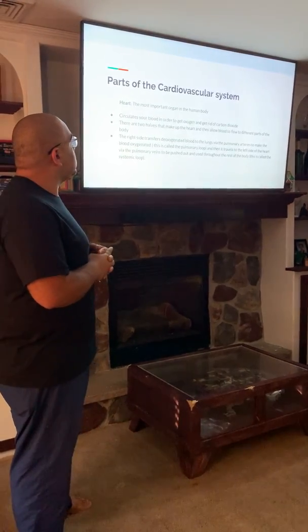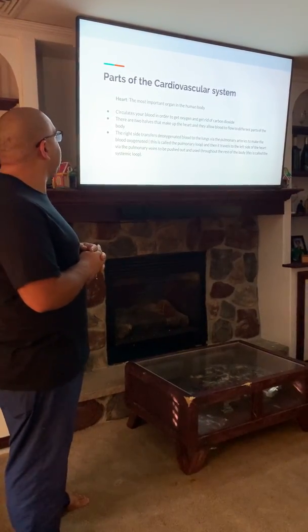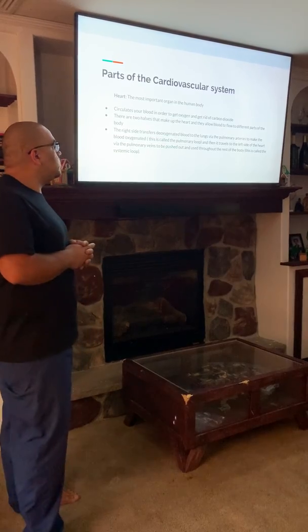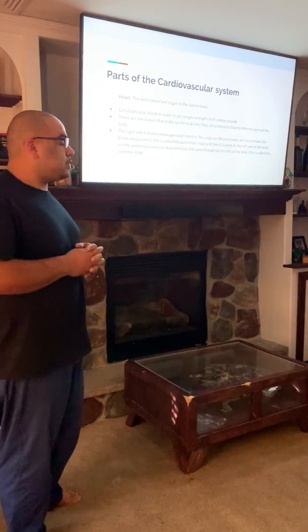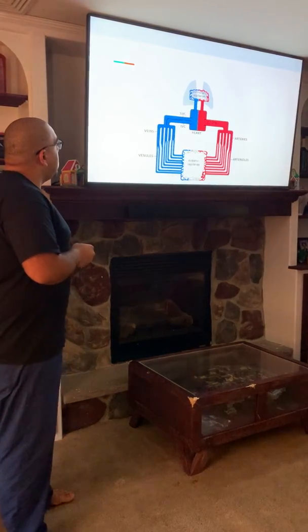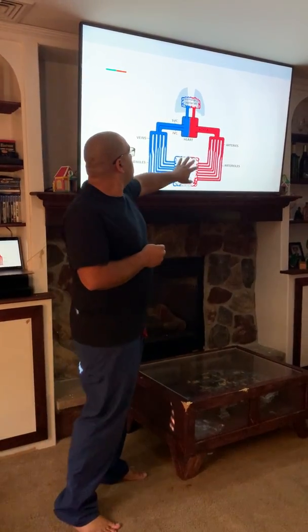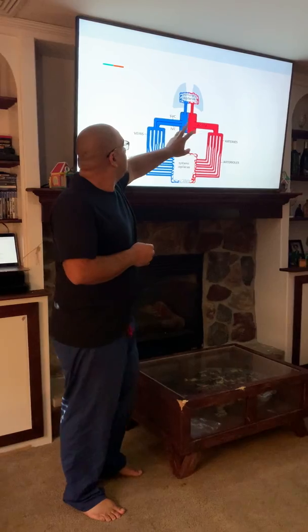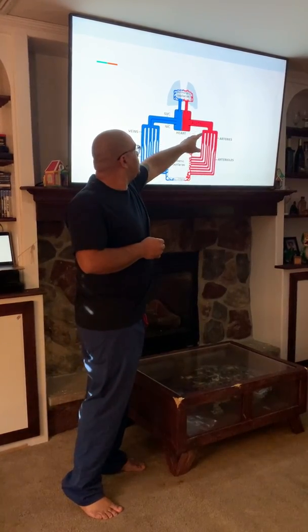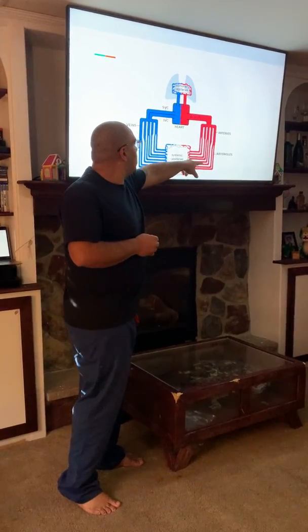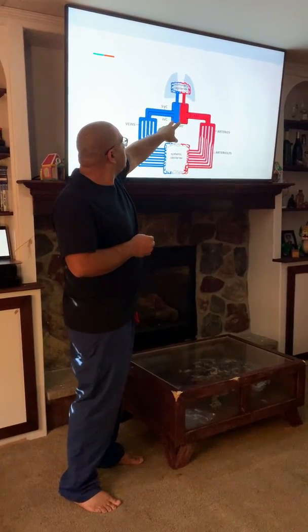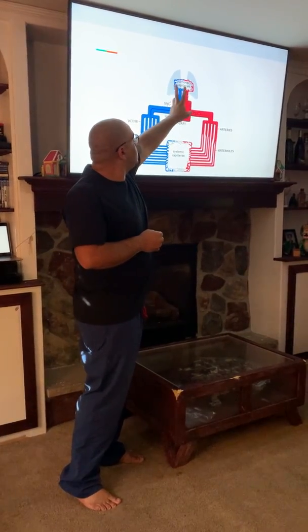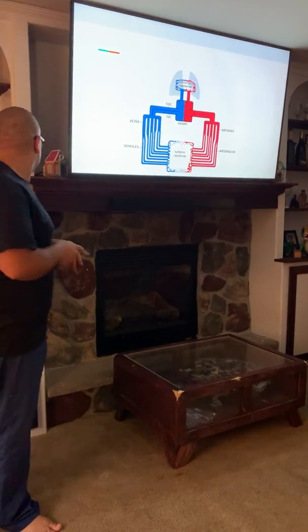And then it travels to the left side of the heart via the pulmonary veins to be pushed out and used throughout the rest of the body. This is called the systemic loop. As you can see here, this is the heart. It pumps out the right side all the way around through the systemic loop, goes back to the heart, to the lungs, pulmonary loop.